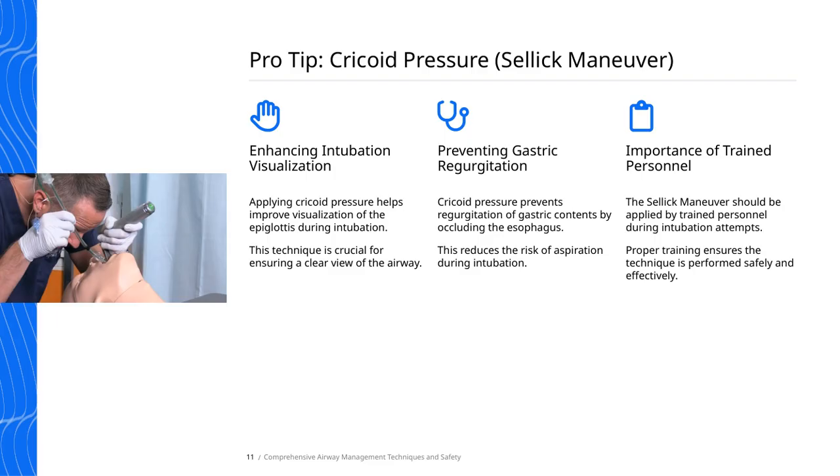Now, one of the main reasons we apply cricoid pressure is to prevent regurgitation of gastric contents. By occluding the esophagus, we can reduce the risk of aspiration, which is a critical safety concern during airway management. Additionally, applying cricoid pressure helps us get a better view of the airway. It enhances visualization of the epiglottis, making it easier to see what we're doing and increasing the chances of a successful intubation. Overall, this technique is a valuable tool in ensuring both safety and success during airway management procedures.